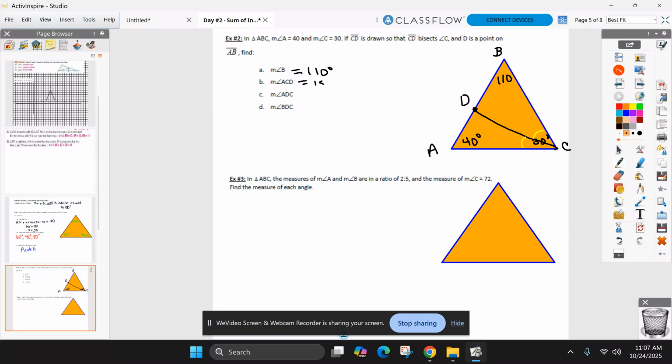15 degrees. It was worth it. All right, 15. And I'll put a 15 on the other side because they're congruent.